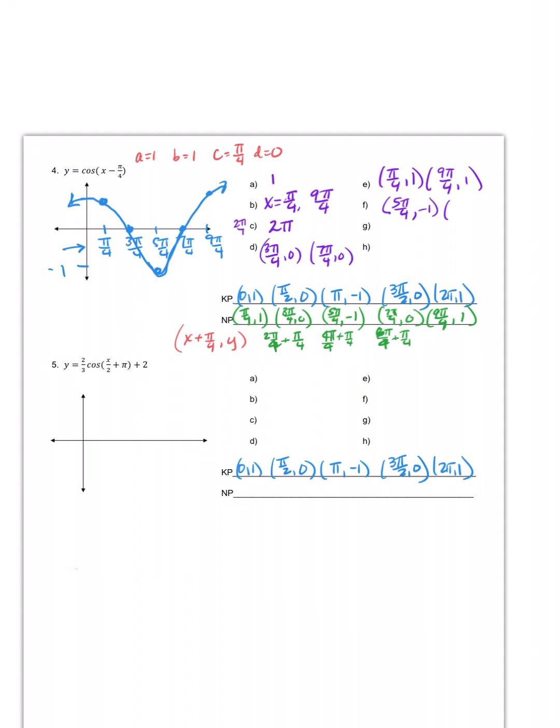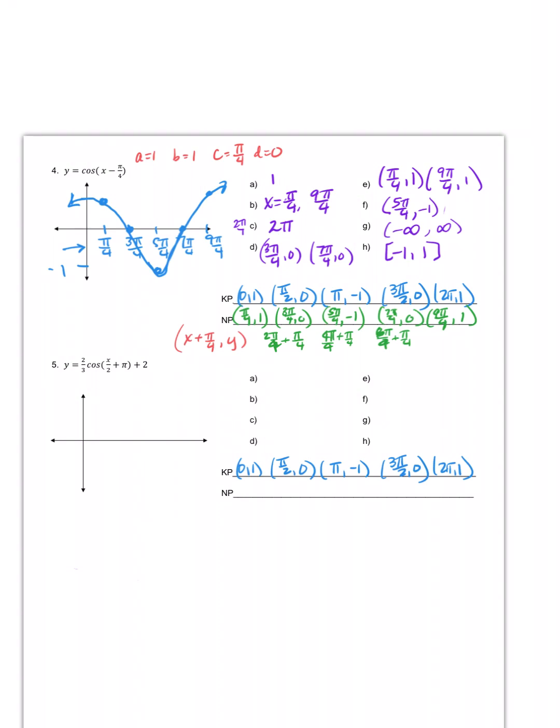Oops, there's just one minimum. Sorry about that. Domain. Remember, domain is all real numbers. There's no breakage in our curve. That's why we have the arrows on the ends. And then the range goes from -1 to +1. Okay, great. Now, number 5.